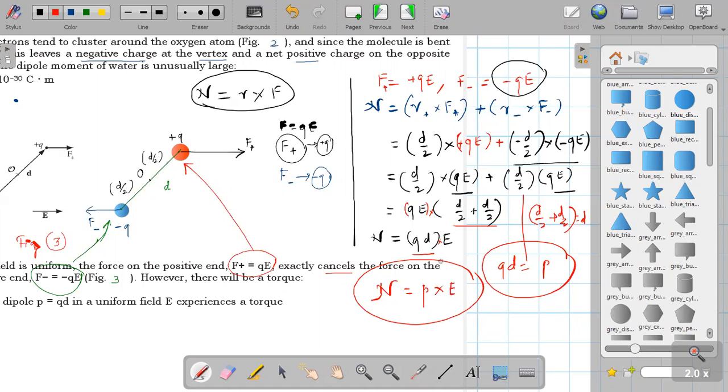which case? Uniform. We are taking, this is for uniform. If the field is uniform, therefore we can write torque N equal to P cross E. But what is the P? Dipole. P equal to QD, and E is your field. And this is for if field is uniform.